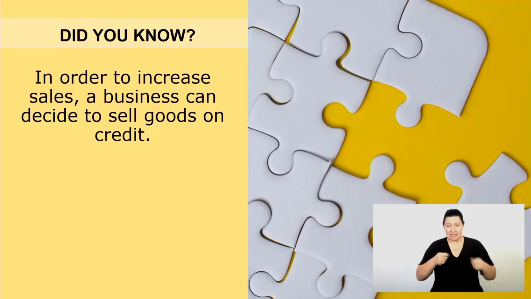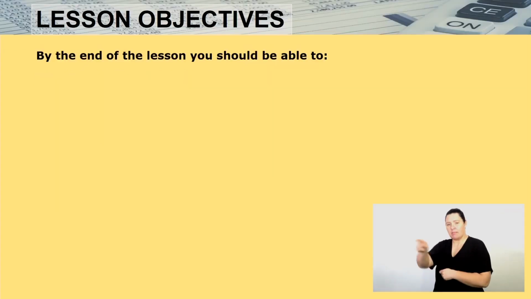In today's class, I have a very exciting topic: debtors journal. Did you know? In order to increase sales, a business can decide to sell goods on credit.